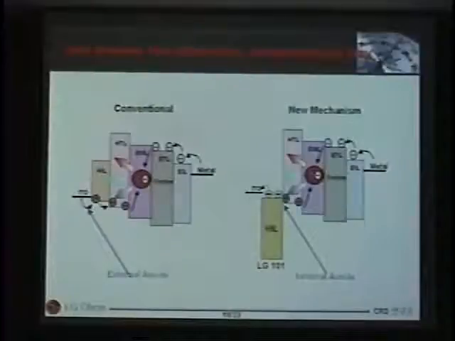How can it be possible? This is the conventional mechanism. When you use the conventional HIL system, the injection mechanism is overcoming the barrier for hole injection. The holes from ITO are injected into the HOMO level of the HIL.